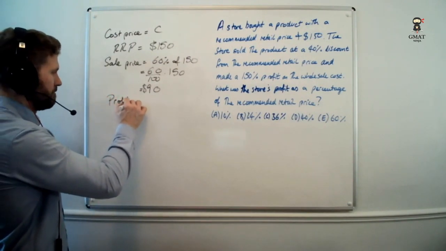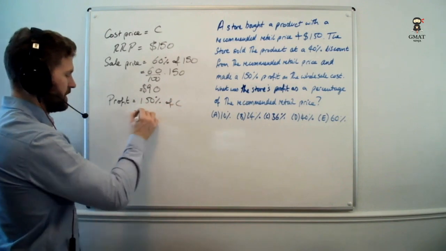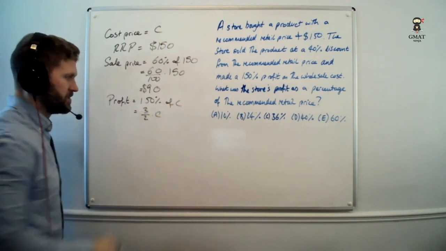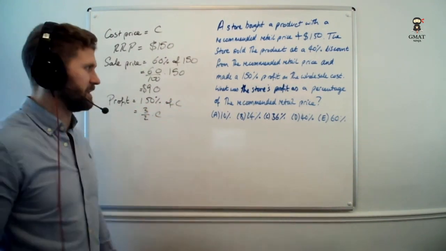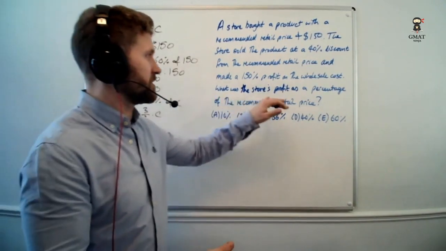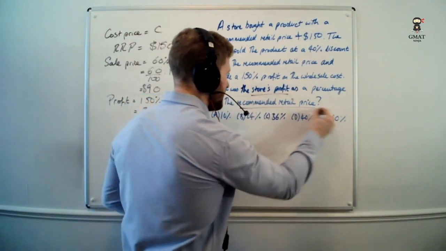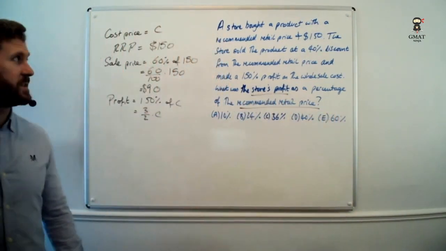So my profit is going to be 150% of C, or just 3 over 2 of C as we simplify that down. Now, what I want to get to as we go through this is: what was the store's profit as a percentage of the recommended retail price? So the two things I need are the store's profit and the recommended retail price.